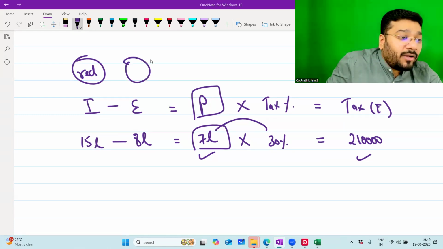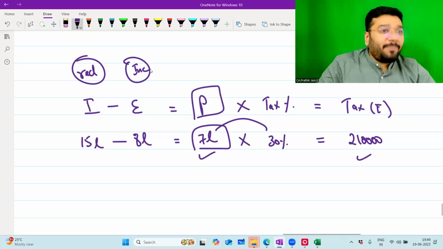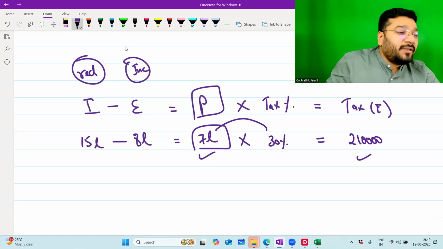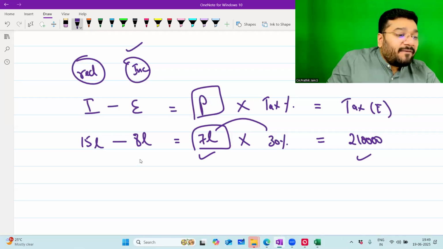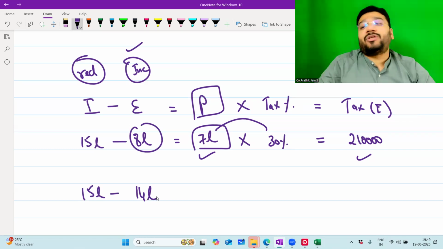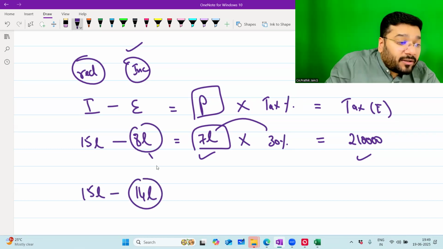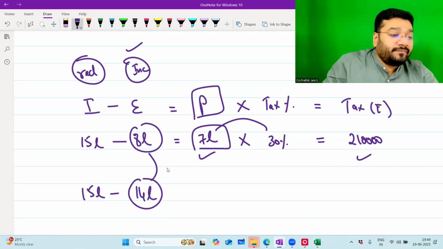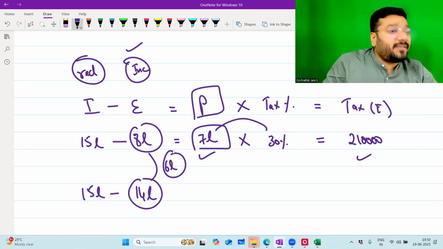Or increase expense. People started increasing expenses. Where my real expenditure is 8 lakh, people recorded 14 lakh as expenditure. 14 lakh rupees as expenditure. So expenditure increased by how much? 6 lakh rupees.